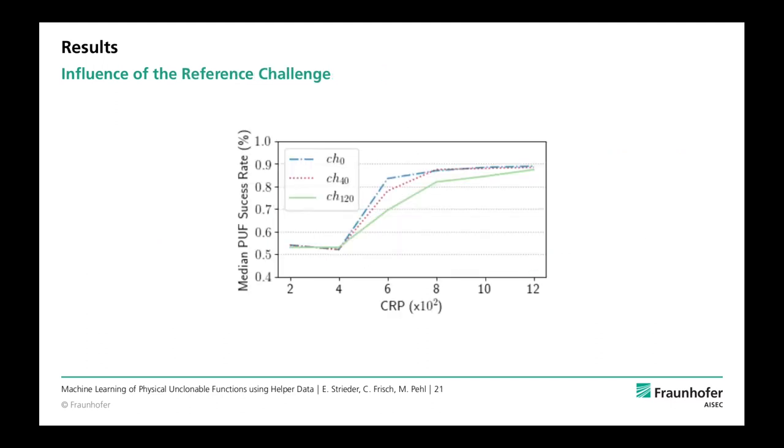Another question is the influence of the choice of the fixed challenge. In this plot, we see the median puff success rate of our attack given the challenge response number for three different choices of the fixed challenge. All fixed challenges were evaluated against the same machine learning model. All three fixed challenges saturate at around 89%. However, the slope is different for each reference challenge. We conclude that there could be potential to choose a good or a bad fixed challenge. Yet we could not explain this behavior and consider this task an unsolved problem.